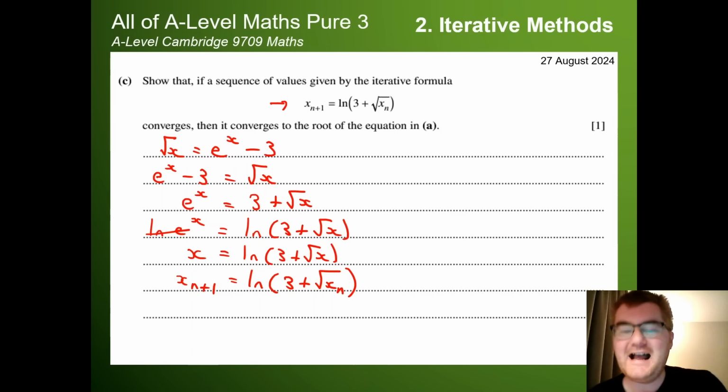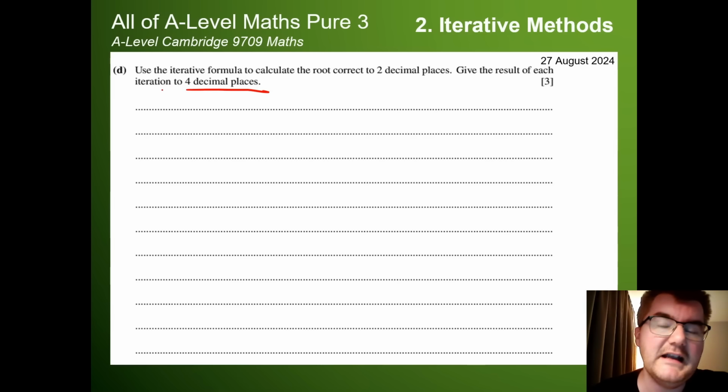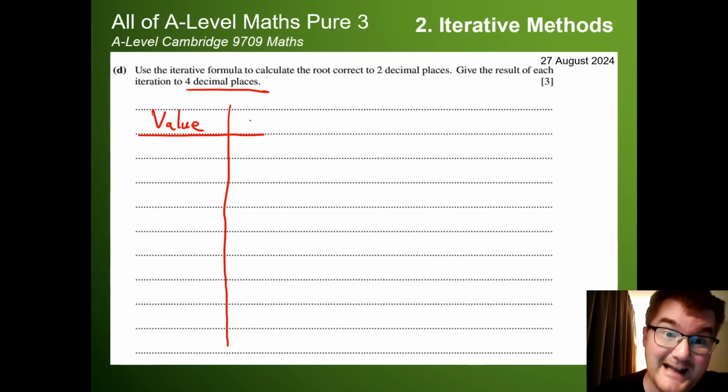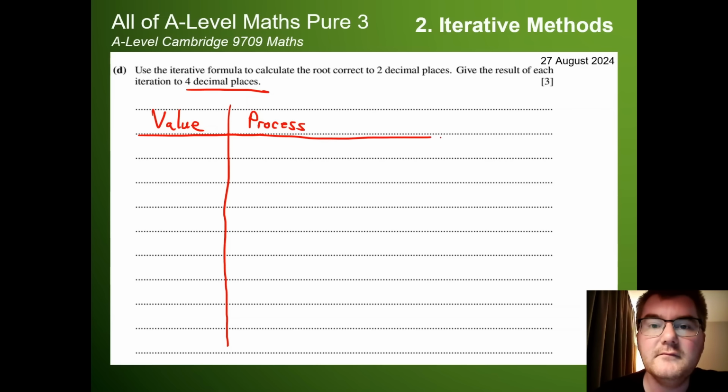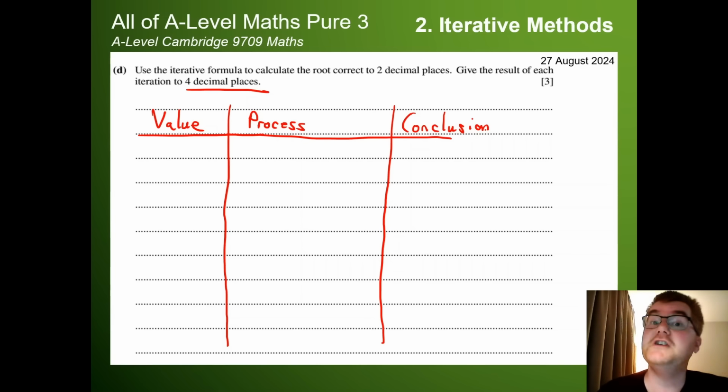And of course, we're actually going to have to use this iterative formula here to calculate the root correct to 2 decimal places, and then each iteration to 4. So we set up a very similar table to what we did before. So we're going to have our value, which we're going to use. Let's set up a nice table. Of course, you draw a nice pretty table in the exam. And then we have our process, and then we have our conclusion. So we use from there the value that we generate.